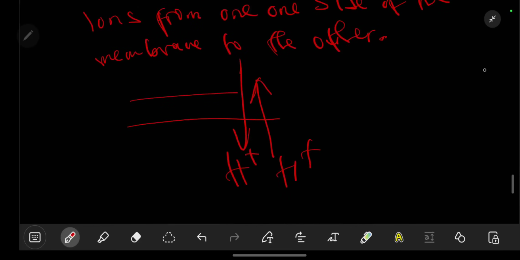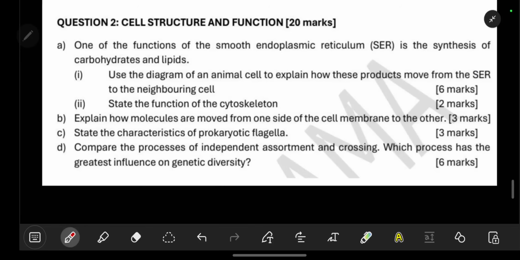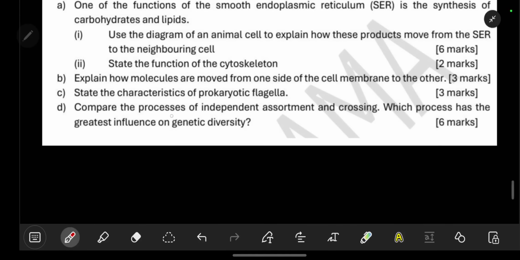Let's move on to our next question. It says: compare the processes of independent assortment and crossing over. Which process has the greatest influence? So we must first define what they are.